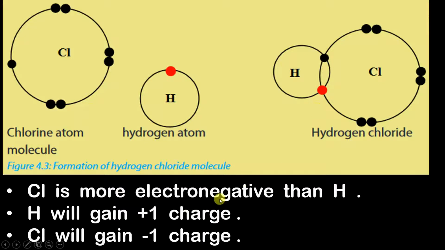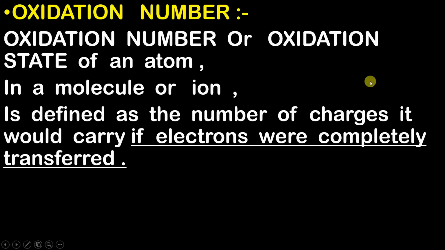Whereas the chlorine will gain minus one charge. Why is chlorine going to gain minus one charge? Because chlorine is gaining one more electron. In actuality, the electrons will be shared, but we are making one assumption that since chlorine is more electronegative, this pair of electrons will get transferred to the chlorine. That's what our definition says.